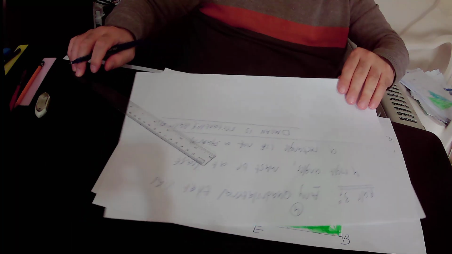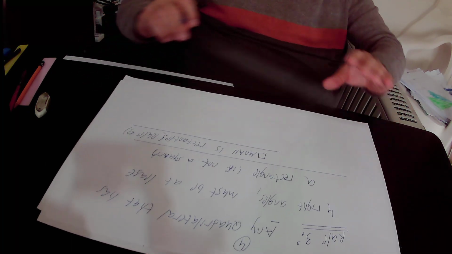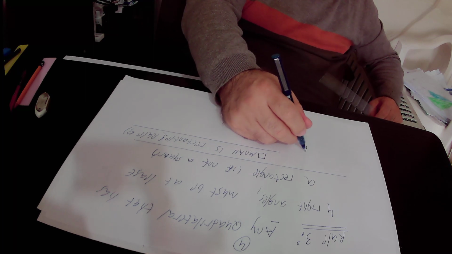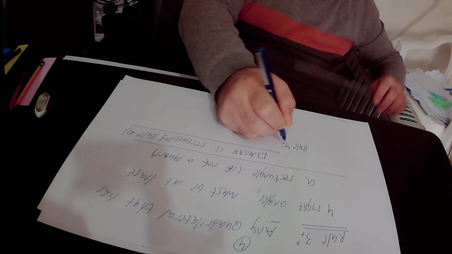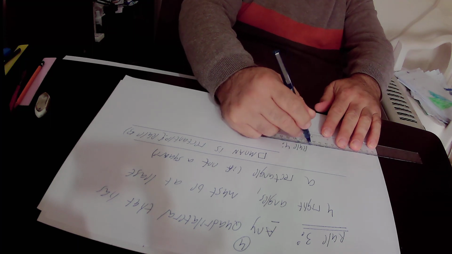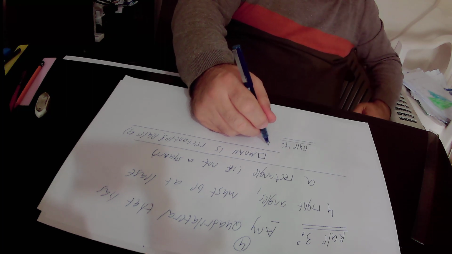Okay, and we also have rule number 4. According to rule number 4, the opposite sides of a rectangle are equal to each other.